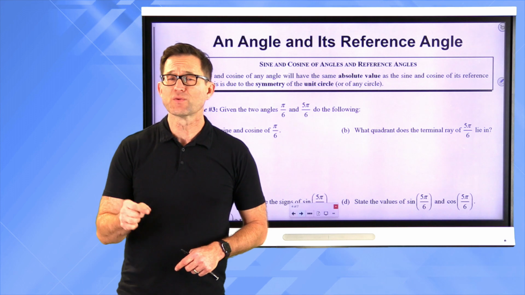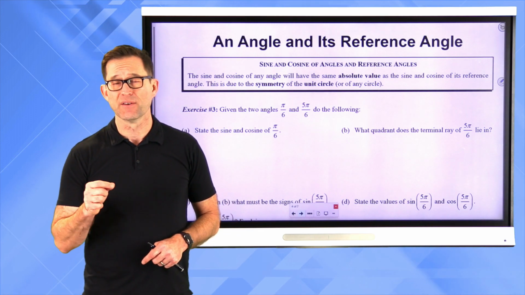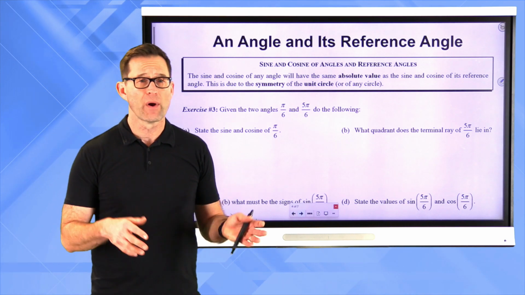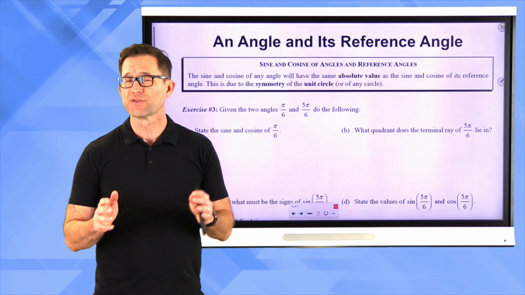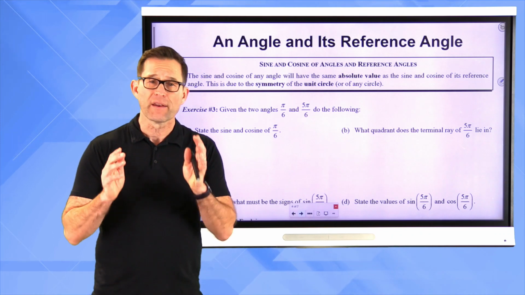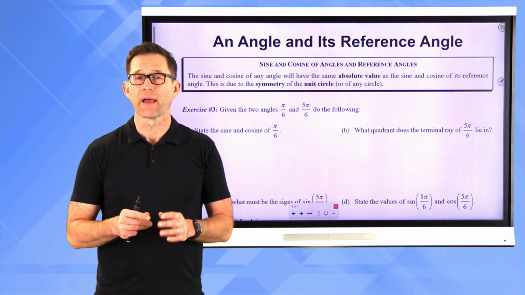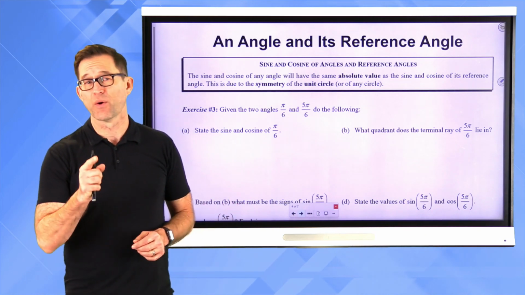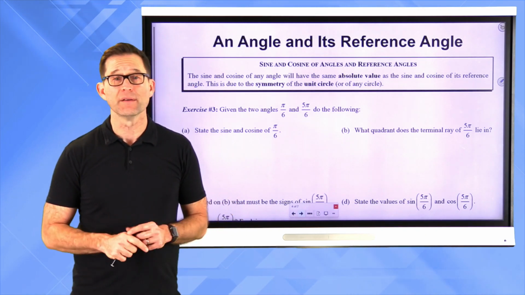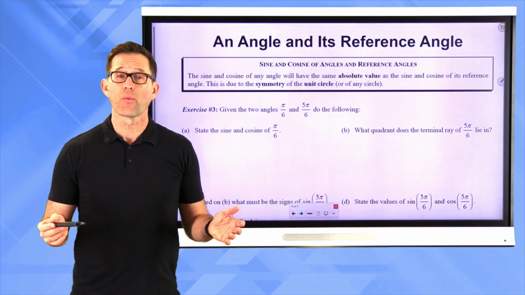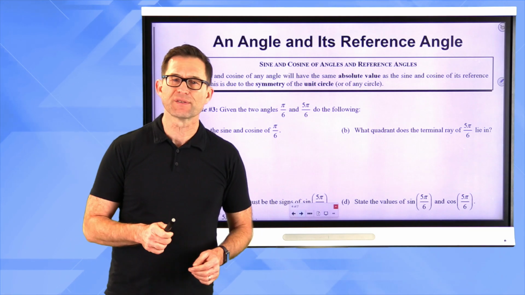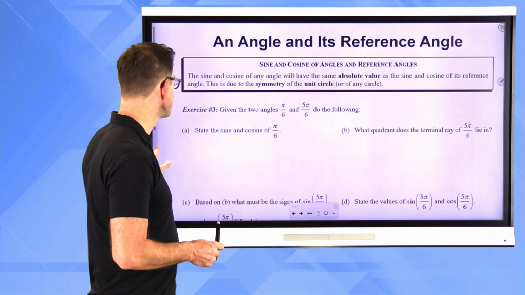Now again, we're just working today with the special angles in terms of radians, but this actually works whether you're talking about degrees, radians, whether they're special angles or not special angles. And keep in mind, the reference angle is an angle between 0 and 90 in terms of degrees, or between 0 and pi over 2 in terms of radians, that the terminal ray makes with the x-axis. So how do we use this? Well, let's take a look at exercise number 3.